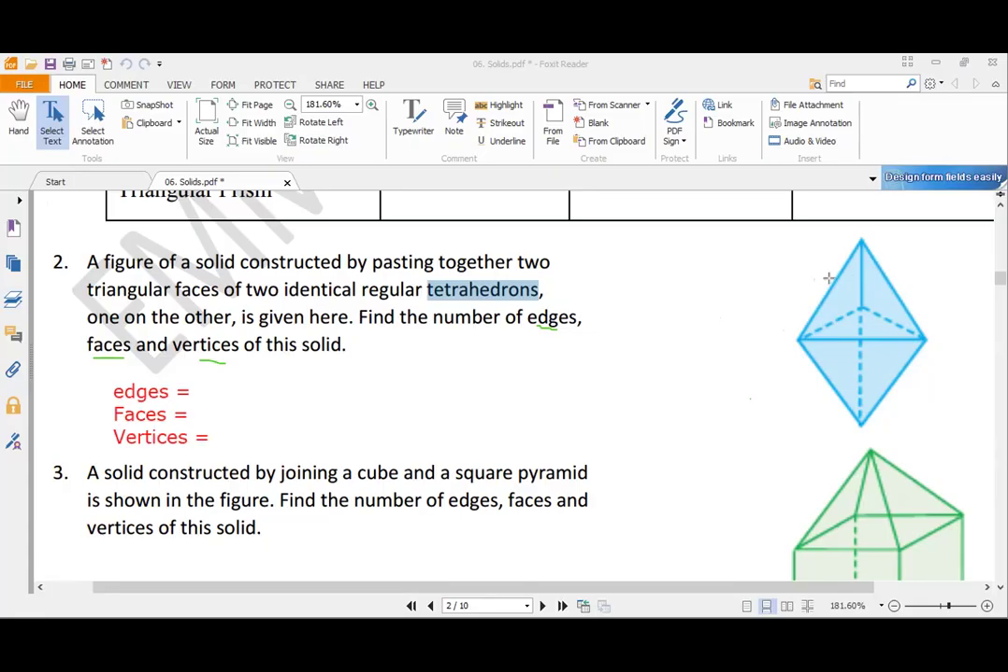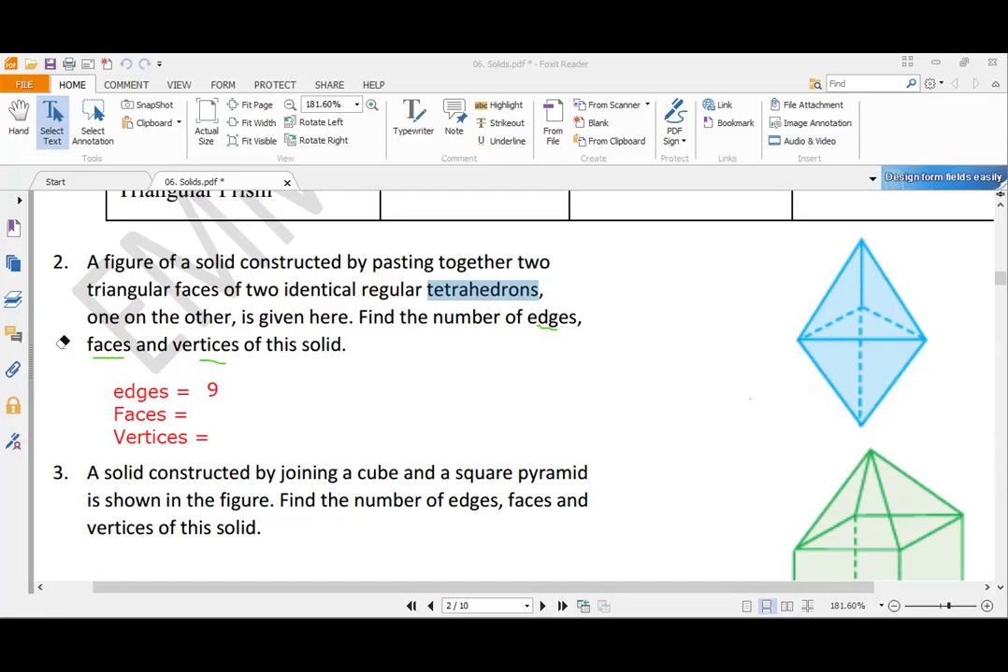So this is one edge. I will count it 1, this other one 2, 3. Then 4, 5, 6. There are 6 edges now. 7, 8, 9. So there are 9 edges in this total figure. Then how am I going to count the number of faces?